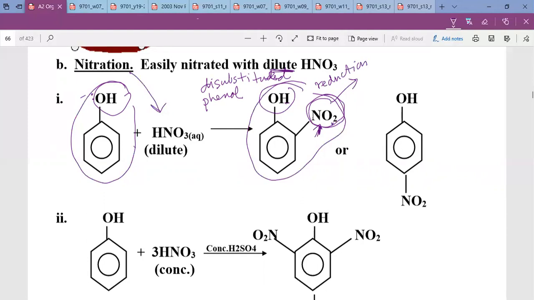So the famous norm is tin plus concentrated HCl and heat, and you get this one here. It always comes around, so you better be careful and remember this. Of course, you do this again later. NH2, this is your aniline, an amine. If you reduce here, you get your NH2 here. It's the same thing.